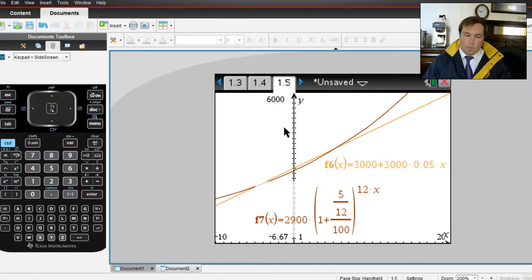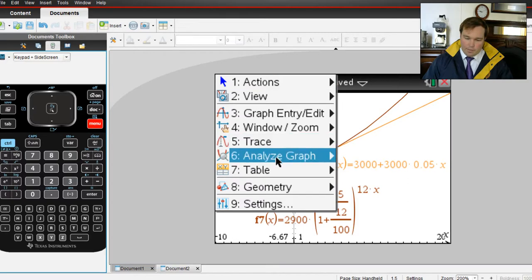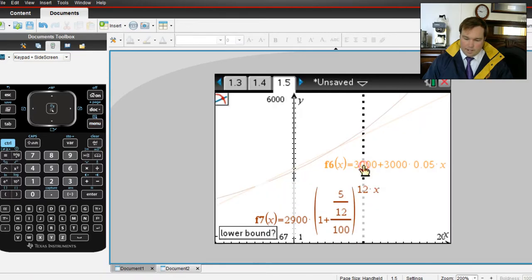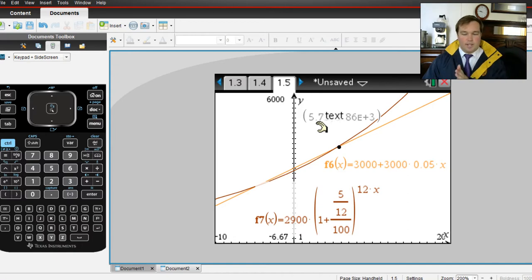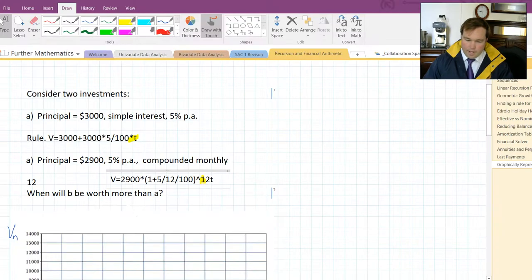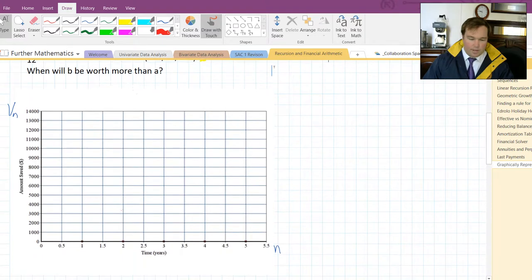And if we want to find where one overtakes the other, we go Menu, Analyze Graph, Intersection, below and above. Now my settings are a bit messed up, but that there is reading the number of years. 5.72 years in, that there is $3,860. I should change my significant figure settings. Alright. And if you wanted to, you could sketch that on here.